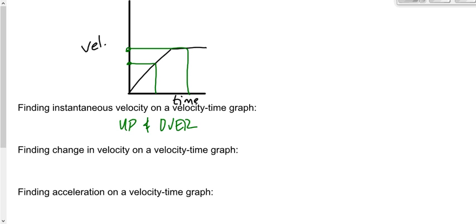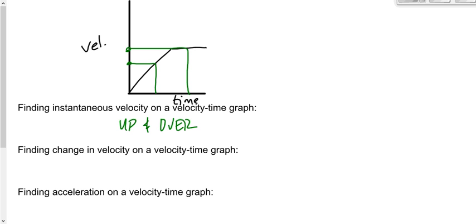Up and over. Listen, if you want to find the position on a position time graph, up and over. The velocity on a velocity time graph, up and over. The force on a force time graph, up and over. The momentum on a momentum time graph, up and over. The whatever on a whatever time graph, go up and over.